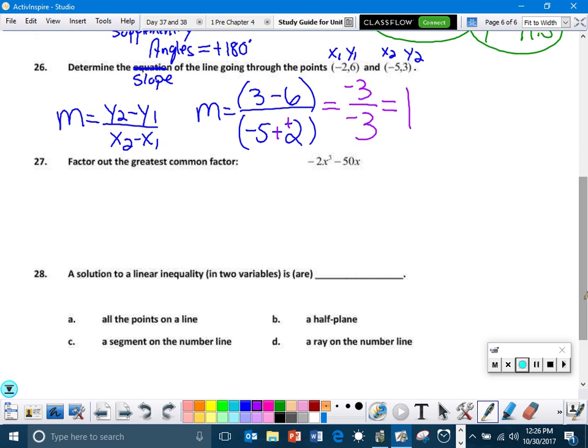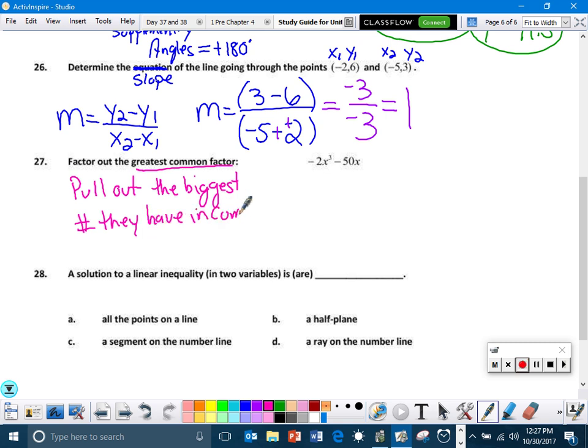Okay, number 27, factor out the greatest common factor. All right, so greatest common factor means, okay, what does that mean? Pull out the biggest number they have in common, and the variable they have in common.